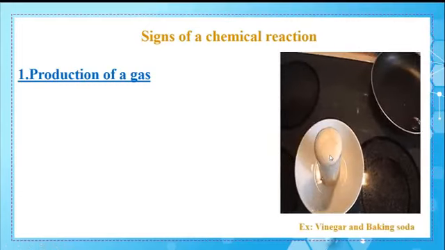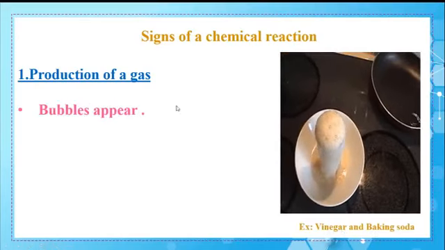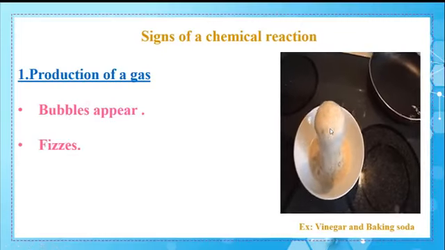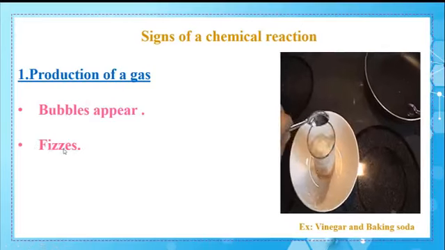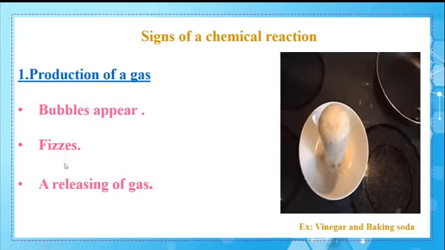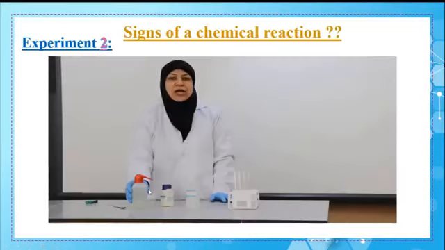What we have here, some vinegar and baking soda. Do you see what happens? Good. Bubbles appear, as you see here. Fizzes, where some drops of the liquids are going out from the beaker. And sometimes I can observe the released gas. To know the second sign for the occurrence of a chemical reaction, observe experiment 2.